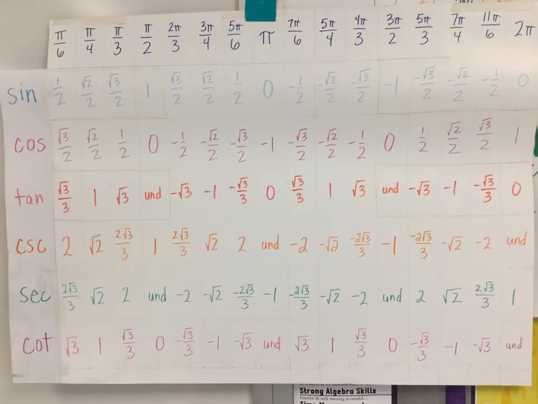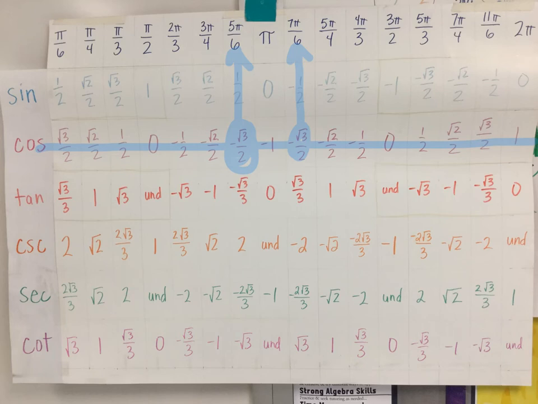Here's an amazing trig superchart. So we want to figure out cosine. So here is the cosine row, and we want to figure out when it is negative root 3 over 2. There's a negative root 3 over 2, and here is a negative root 3 over 2. So the answers are 5 pi over 6 and 7 pi over 6.